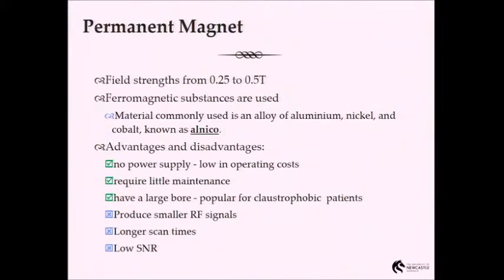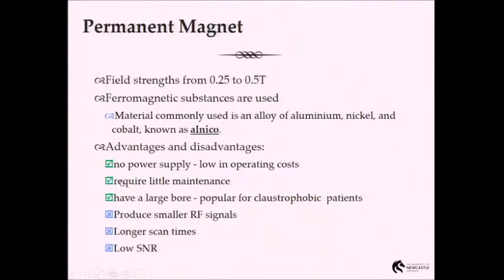So permanent magnets, as I said, normally they're in the vicinity of 0.25 to 0.5 Tesla. There was one that was popular in Australia a few years ago. It was made by Toshiba, was 0.35. I know there was one at Port Macquarie, but I'm pretty sure they all got taken to the tip, just because superconducting magnets became more cost-effective, higher magnetic field strength, higher SNR. So typically they use ferromagnetic substances, although, as I said, there are some naturally occurring materials which you can use to make permanent magnets.